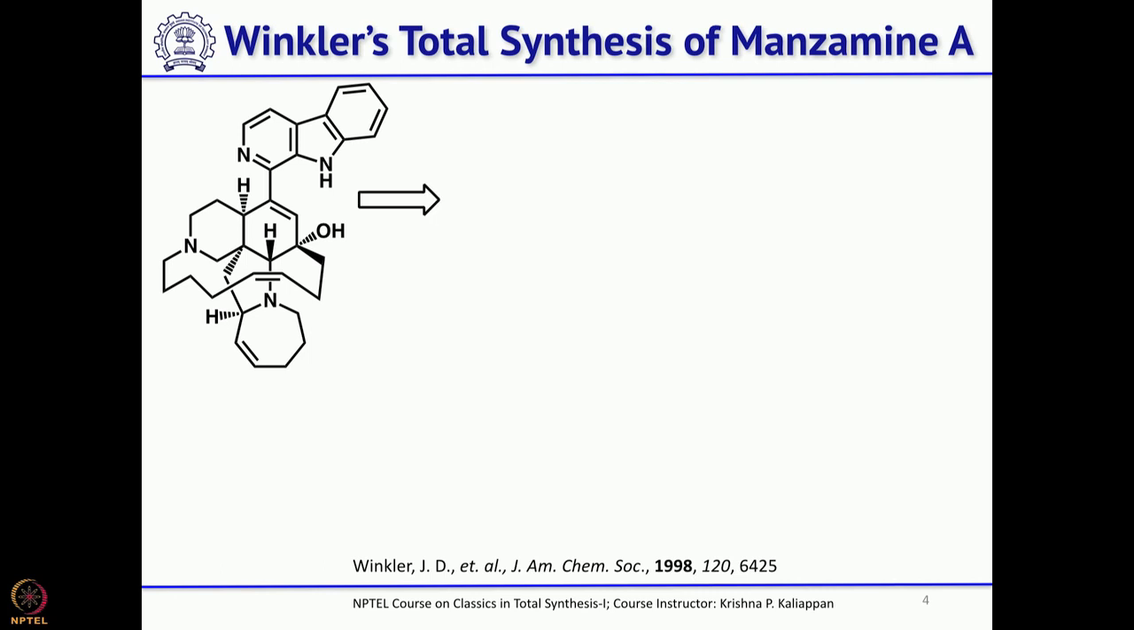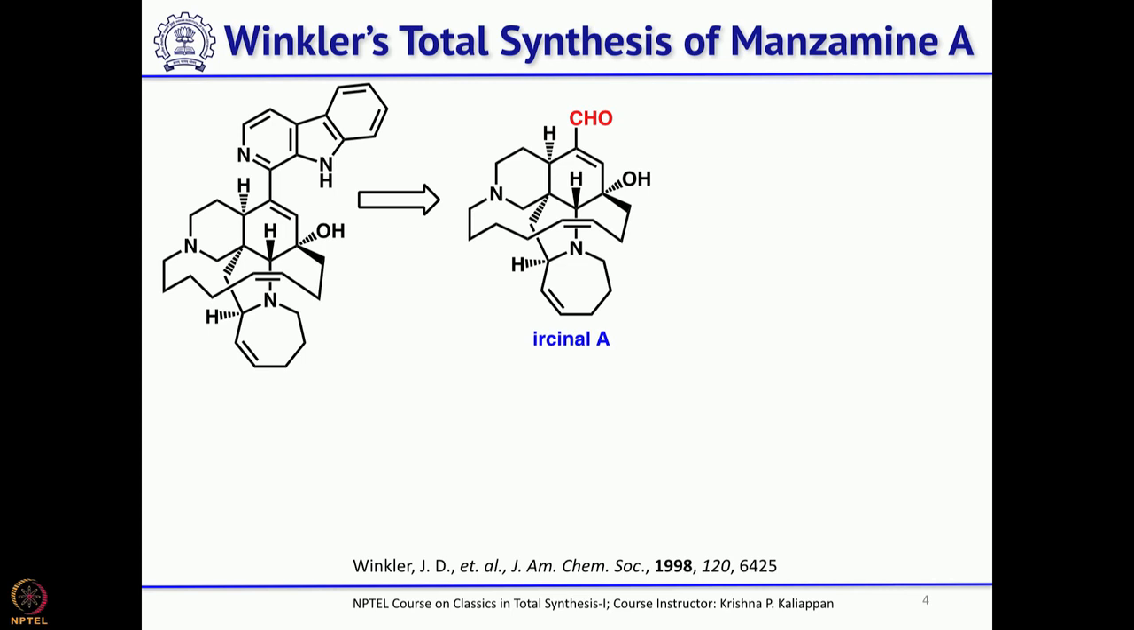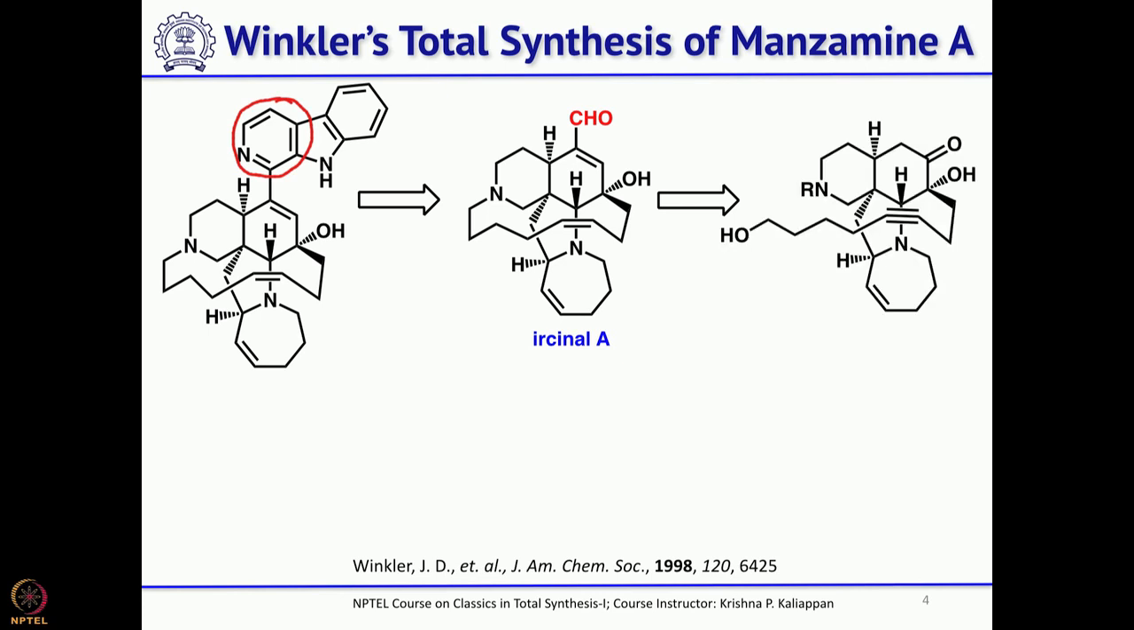The retrosynthesis of manzamine by his group was based on 3 or 4 key reactions. The first key reaction was the Pictet-Spengler reaction to construct this ring. We will come to what a Pictet-Spengler reaction is. The second key reaction was the cyclization to form the macrocycle. That is also very important, given the size of the ring being formed during the synthesis.